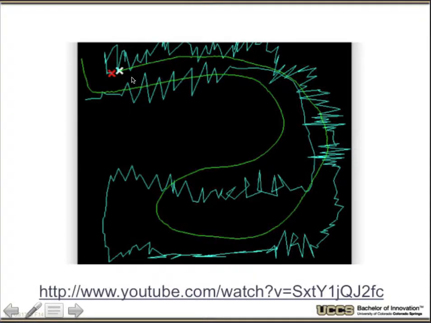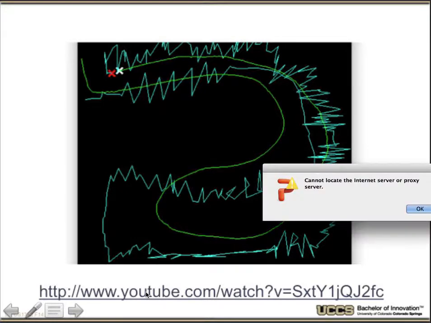So before I show the video, the red X here is the measured point. The greenish X is the predicted state. And then the blue line shows the raw measurement history. The green line shows the state history as those two progress. Here's the video.